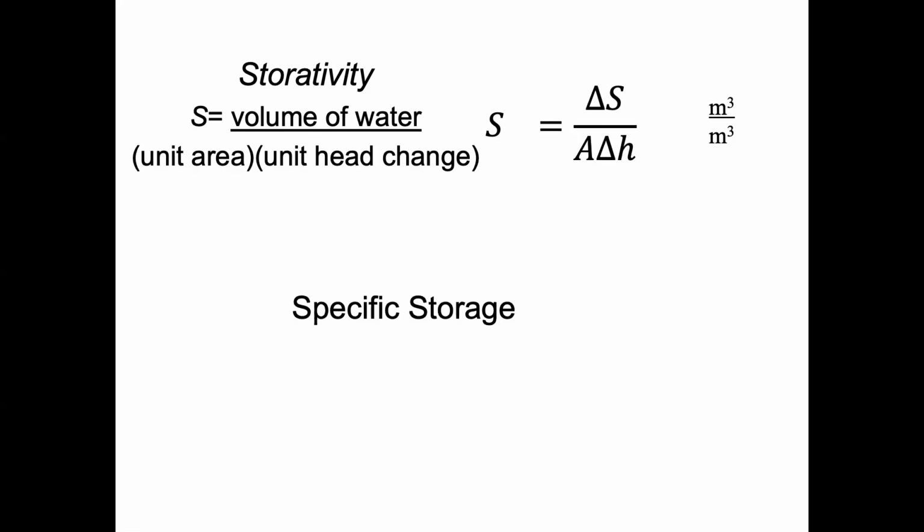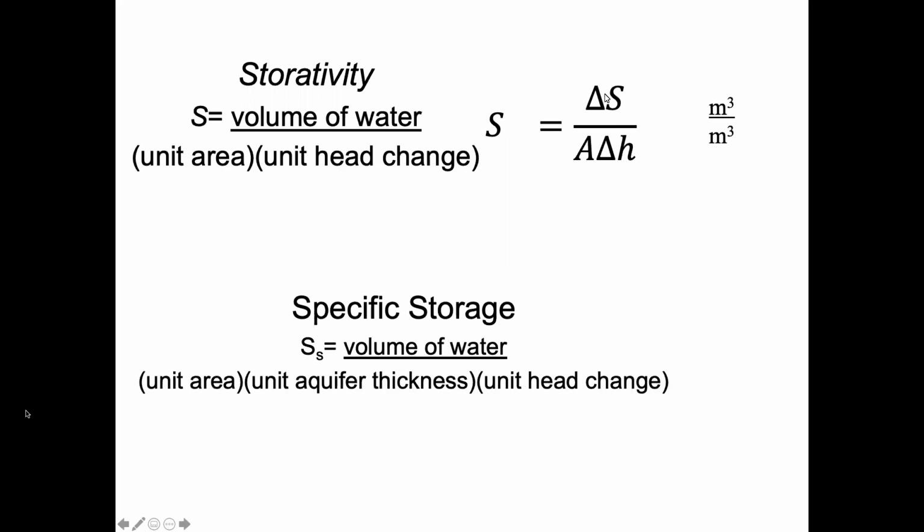Specific storage is slightly different. Specific storage is the volume of water again. So again, we have that change in storage on the top, but now we've added a new term. So it's per unit area, per unit thickness of aquifer. So that B term that we've used, right? So that in itself is a volume now per unit head change. So essentially now we're left with 1 over a meter, right? Because we have meters cubed on the top and meters to the 4th on the bottom.